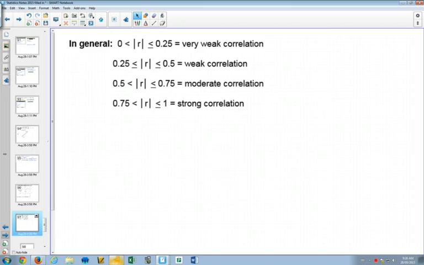So some generalizations. Between 0 and 0.25, that's very weak. 0.25 to 0.5 would be weak. 0.5 to 0.75 is moderate, and over 0.75, we would say that that has a strong correlation.